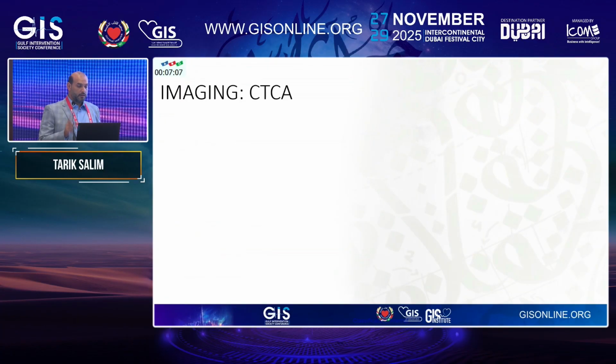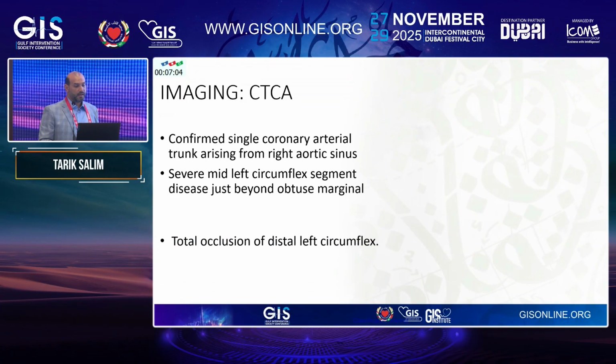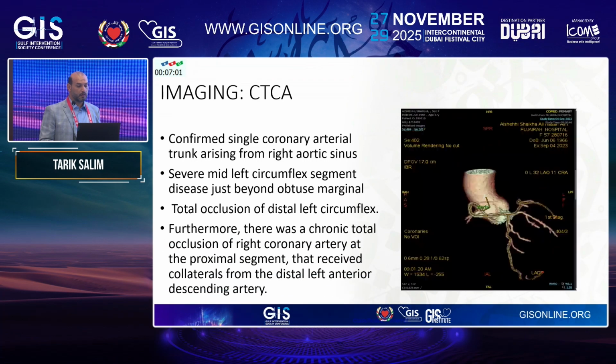In the local hospital, she had a CT coronary angiography, and this confirmed a single coronary arterial trunk arising from the right aortic sinus with severe mid-left circumflex segment disease just beyond obtuse marginal 1, chronic total occlusion of the distal left circumflex, and furthermore, another chronic total occlusion of the right coronary artery at the proximal segment that revealed collaterals from the distal left anterior descending artery. So this is the beauty of using CT coronary angiography when you are arranging for CTOs.